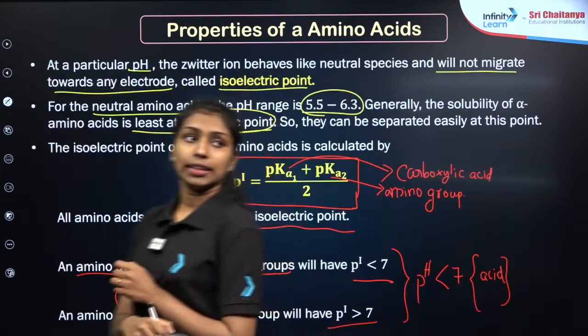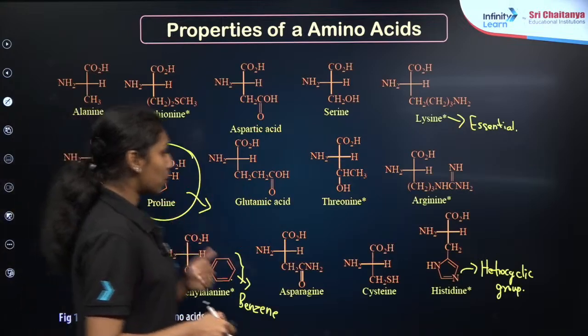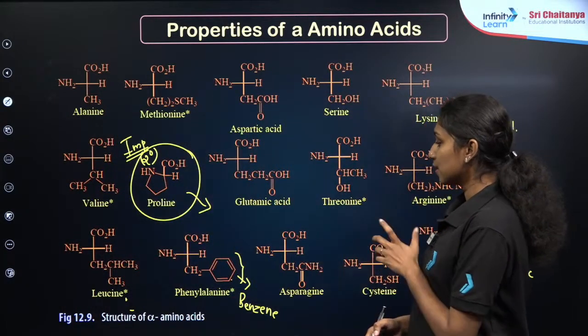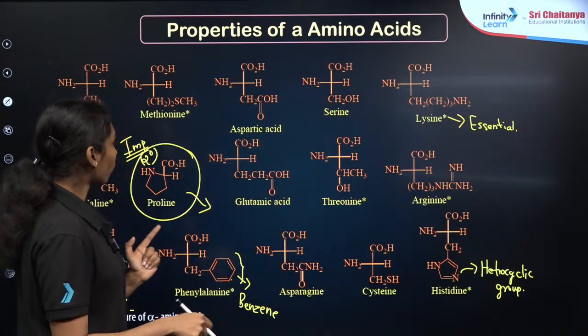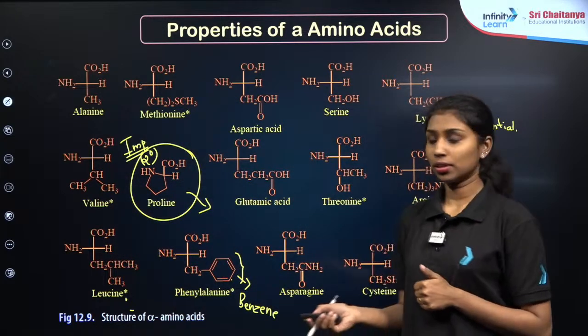Clear? Then finally, we moved to the different structures of amino acids. You must remember the structures of amino acids along with their particular features, whether they contain a heterocyclic ring or benzene ring, or if they are simple amino acids or something else, right? Clear?